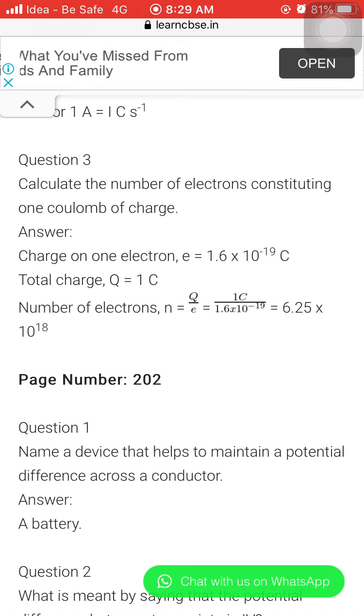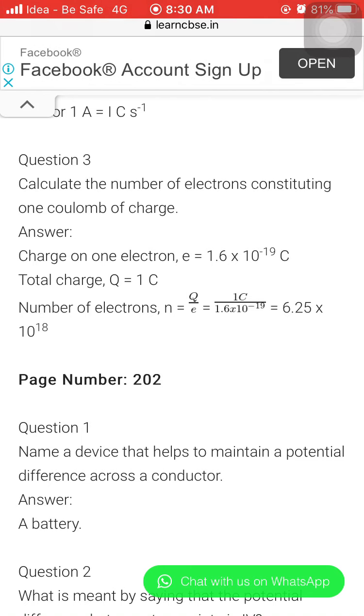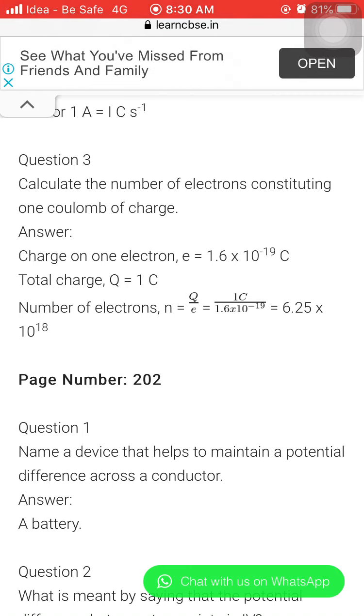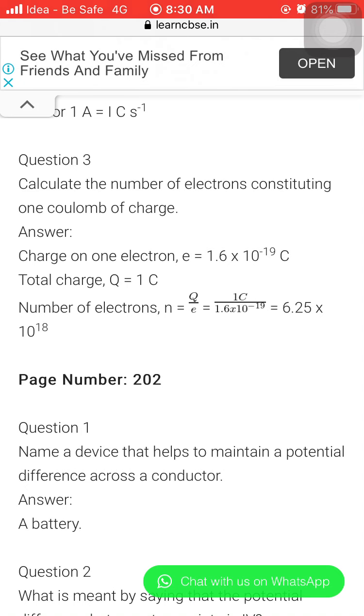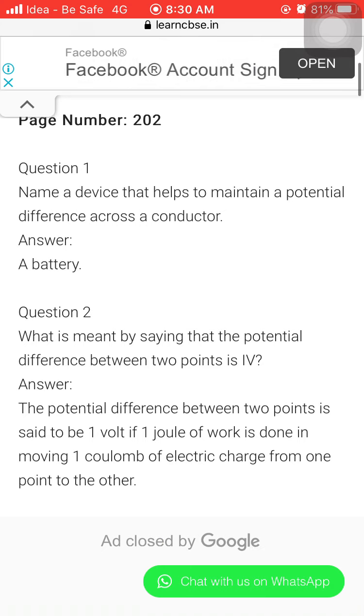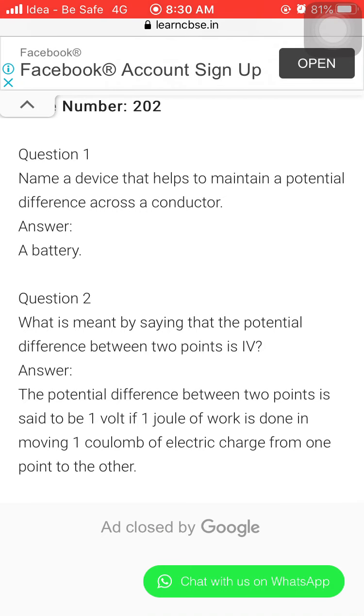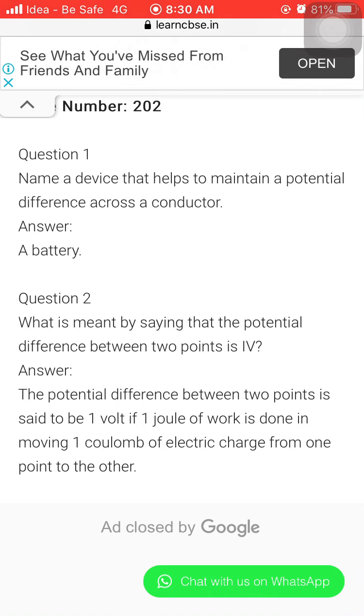So we can find out the value of N, that is number of electrons present in 1 coulomb of charge, or constituting 1 coulomb of charge. So you will get this value 1 coulomb upon 1.6 into 10 to the power minus 19, and you get the answer as 6.25 into 10 to the power 18 electrons. Now next we have, name a device that helps to maintain a potential difference across a conductor. So the answer would be a battery or a cell.